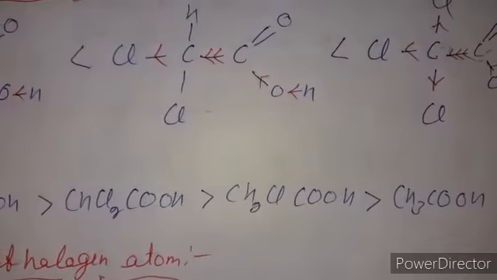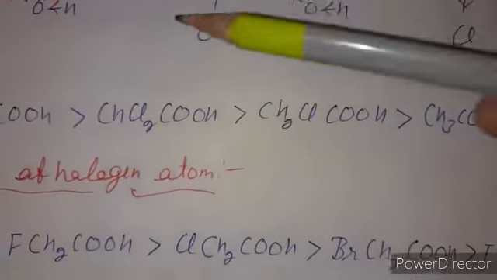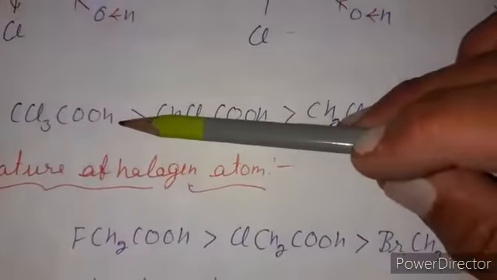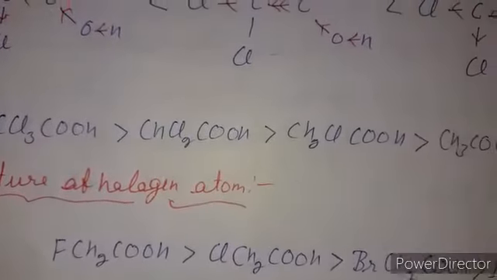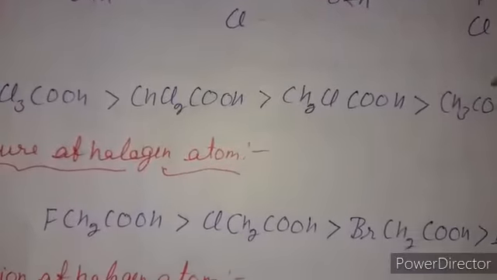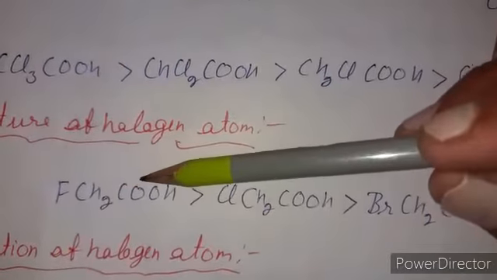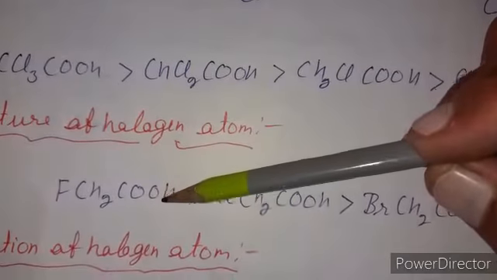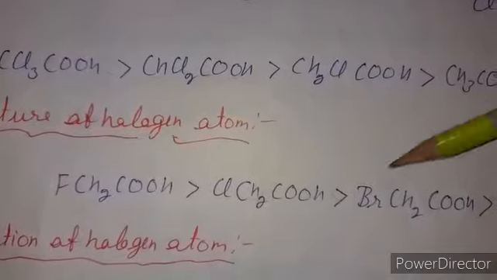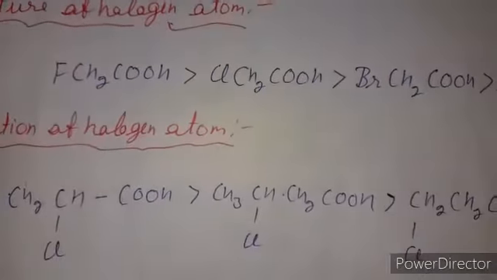So the more halogen atoms attached to the carboxyl group carbon atom, the more acidic it is as compared to one with fewer halogen atoms. So in this case trichloroacetic acid is more acidic as compared to dichloroacetic acid, as compared to chloroacetic acid, as compared to acetic acid. Next, nature of halogen atom. Fluorine is the most electronegative element, so fluoroacetic acid is more acidic as compared to chloroacetic, as compared to bromo, as compared to iodo. Next is the position of the halogen atom.